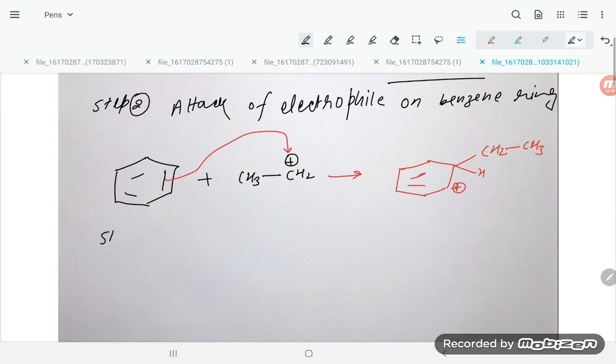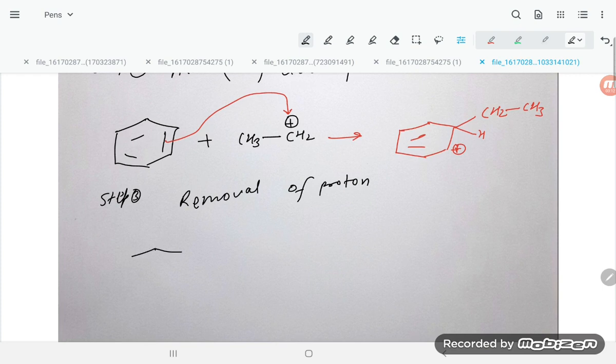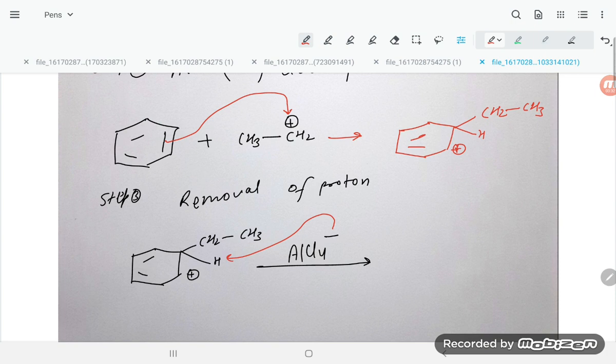Now in the last step, step number 3, what you are going to do is removal of proton. Here we have CH2 and CH3, and hydrogen is there, with the positive charge. So how will the removal of proton take place? Here you are having AlCl4 negative. This negative charge will attack on this proton, and as a result, this bond is going to shift here.